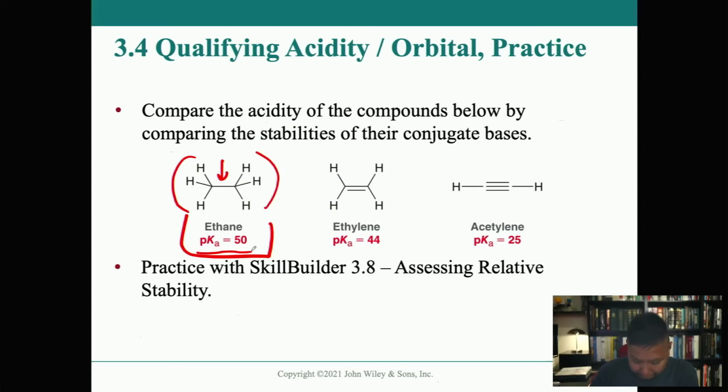But look at the pKa with the sigma bond there, right? The single sigma bond, it's 50. Jesus. It's not very acidic at all, right? It'd rather be like that than lose its proton.